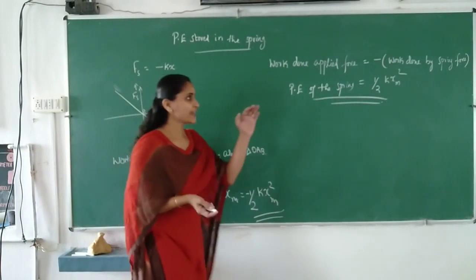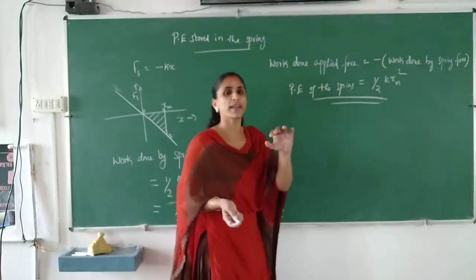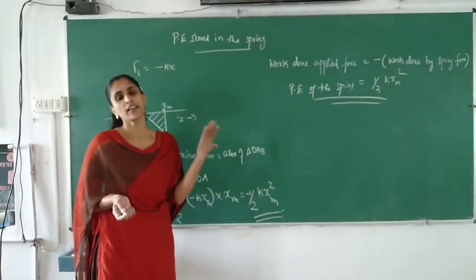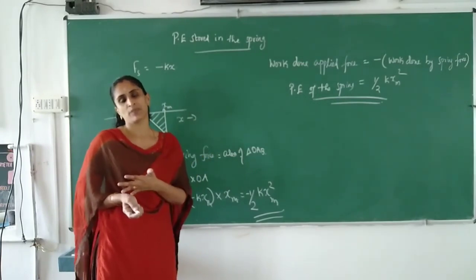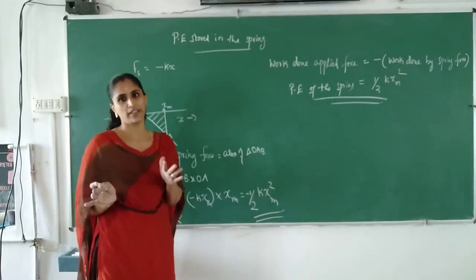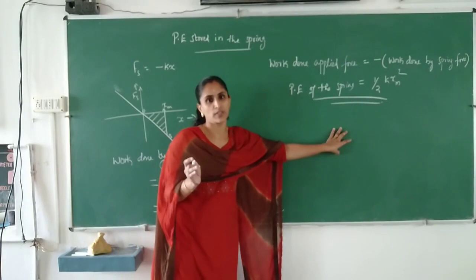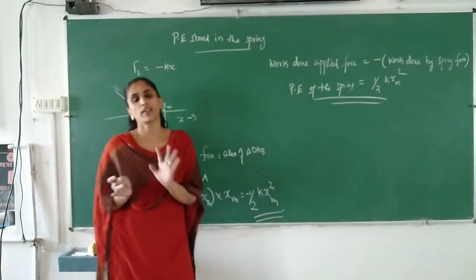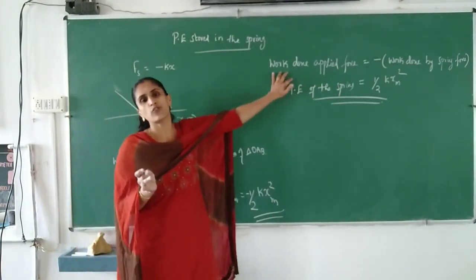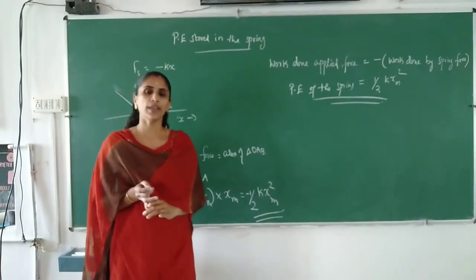What is k? k is the spring constant, xm is the maximum displacement, that is, it is displaced from 0 to xm. Like that we are using. Otherwise, what we will get is half k into xf square minus xi square. Is it clear? So this is the expression for the potential energy stored in the spring. So potential energy stored in the spring will be equal to the work done by the applied force, which is equal to minus of the work done by the spring force. Is it clear?